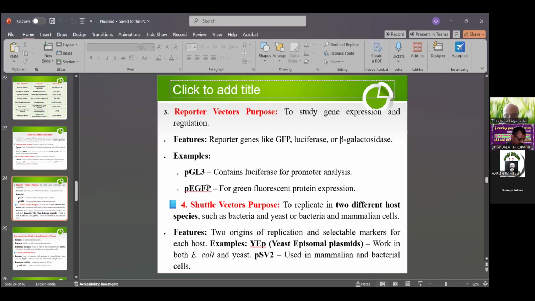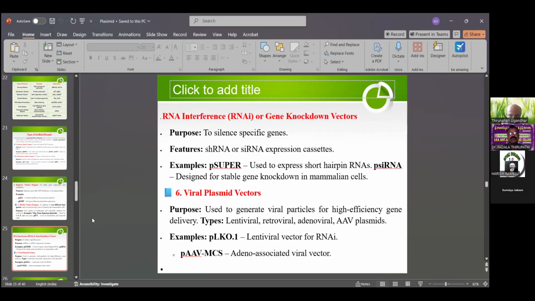GFP plasmids. Then the fourth one is the shuttle vector, with the purpose of replicating in different host species such as bacteria and yeast, and also mammalian cells. They have two origins of replication and selectable markers for the hosts. Example: YEp, yeast episomal plasmids, which work in both E. coli and yeast. This is also one type of artificial chromosome.